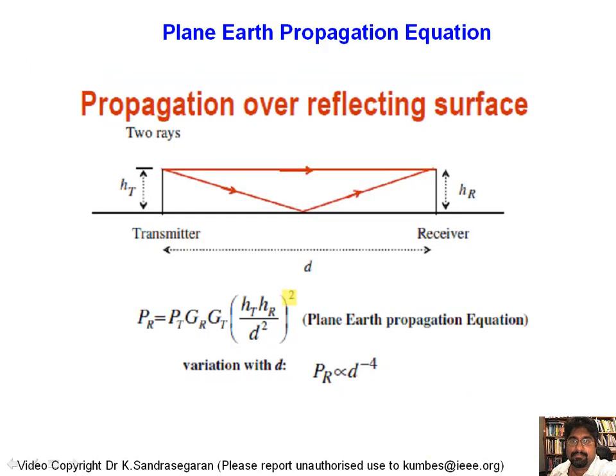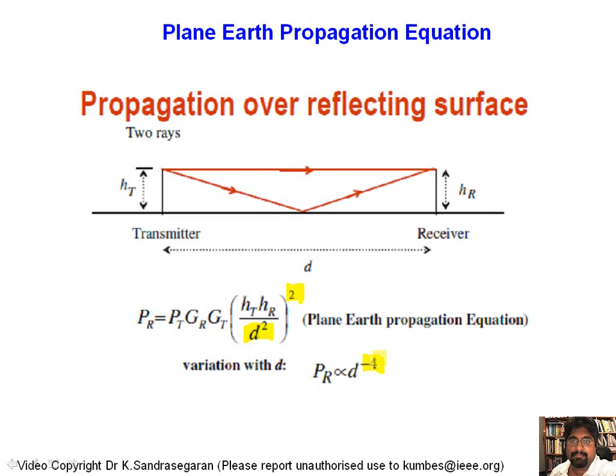Another mathematical model that is used for representing the received power is the plane earth propagation model. In this one, the relationship between received power, transmit power, gain of the receiver and gain of the transmitter is given by this. You can see in this case there is a d squared there. So this gives you a d to the power minus 4 variation for the received power as a function of distance. These are very simple models.